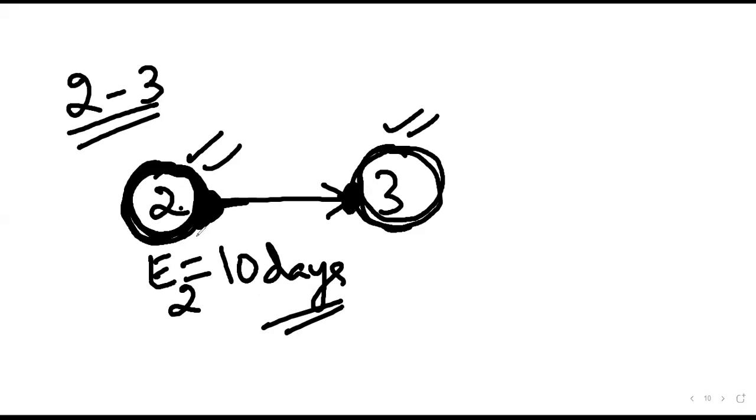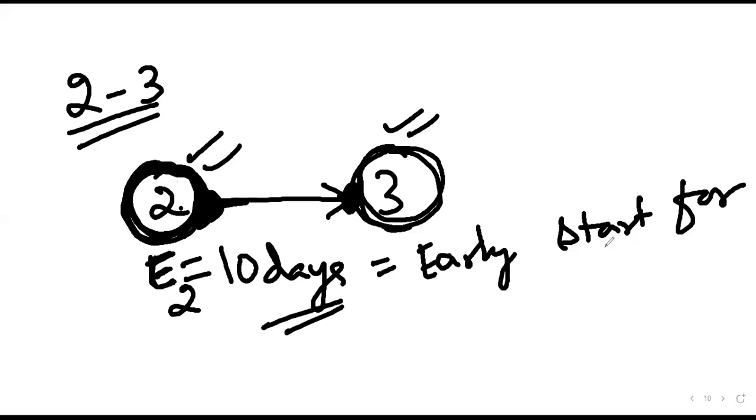And here the activity finishes. So that is the reason we have to consider E2. What is E2? It is the early start for node 2. Node means what? It is the starting point for the 2-3 activity. Any node means the starting point of an activity or the ending point of an activity.